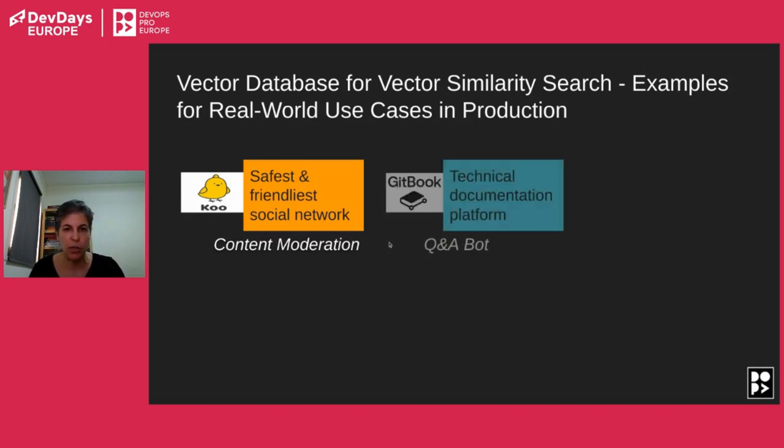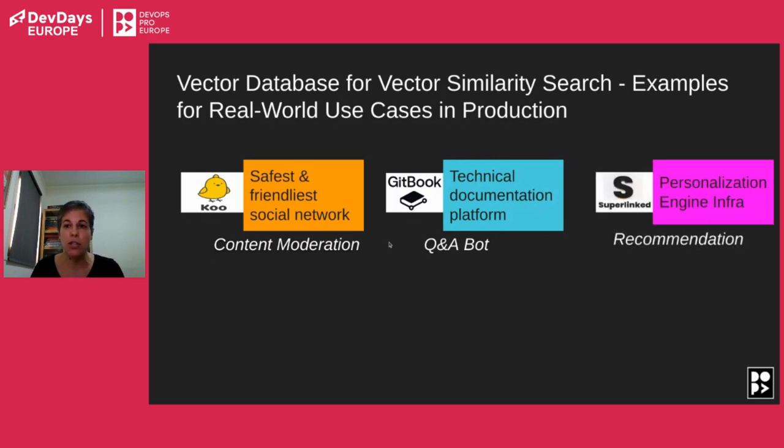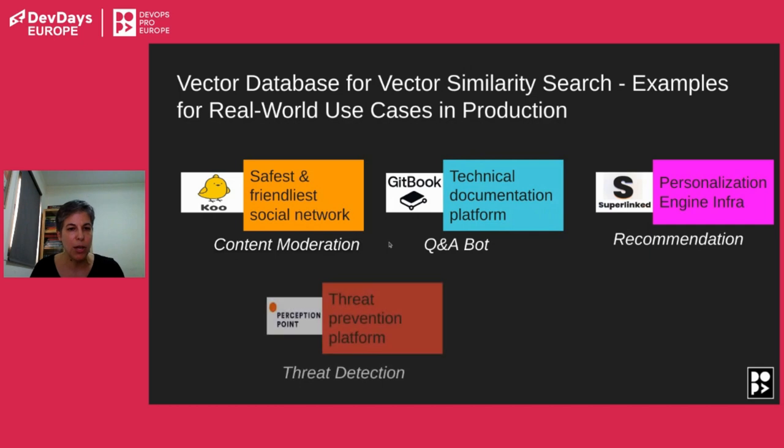This is a content moderation Q&A bot by GitBook, the technical documentation platform I explained before. This isn't ChatGPT. It doesn't generate new answers. The answers are in the database, but it finds the most similar question to the query and provides the answer. Then there's a personalization engine infra, Superlinked, for recommendation.